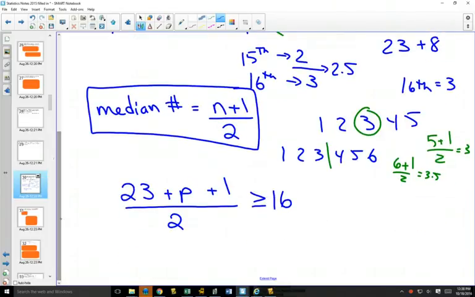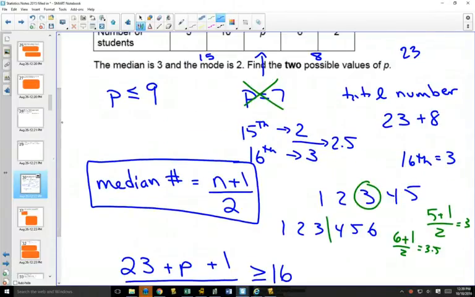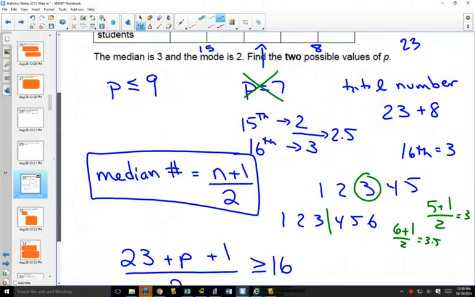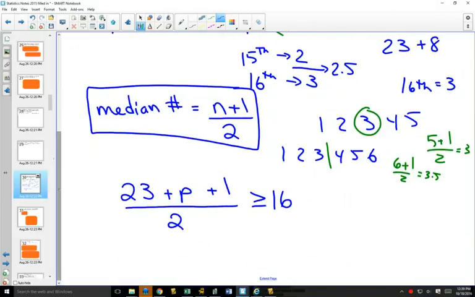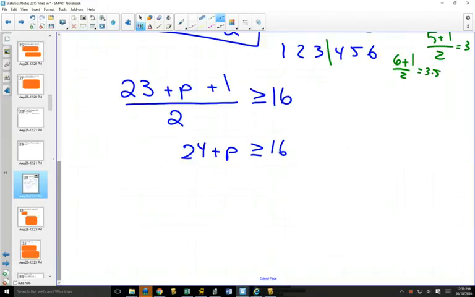Now, there would be a limit to that, because if you got way too much larger than 16, then your median might turn into 4 or 5. But we've already got that p has to be less than or equal to 9. So solving for this, multiply both sides by 2. 24 plus p is greater than or equal to 32. Subtract 24 on both sides, and you get that p has to be bigger than or equal to 8.